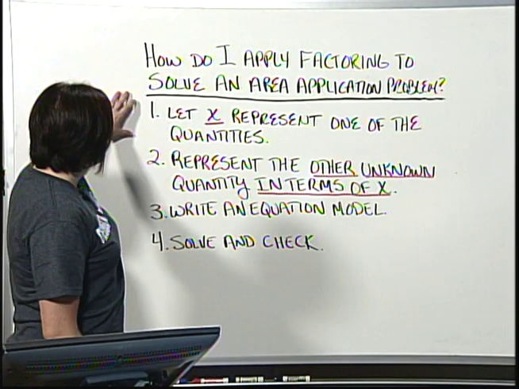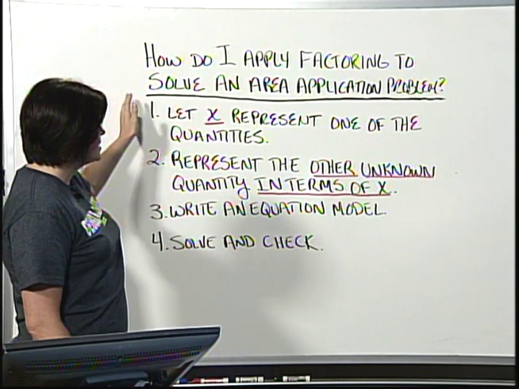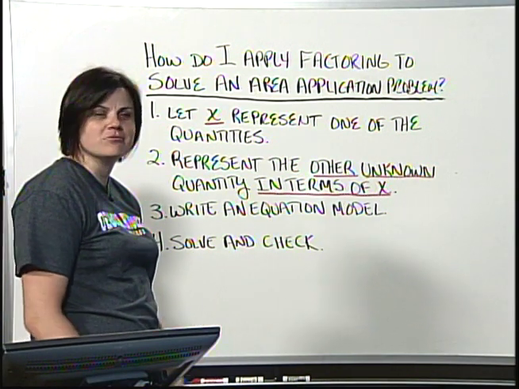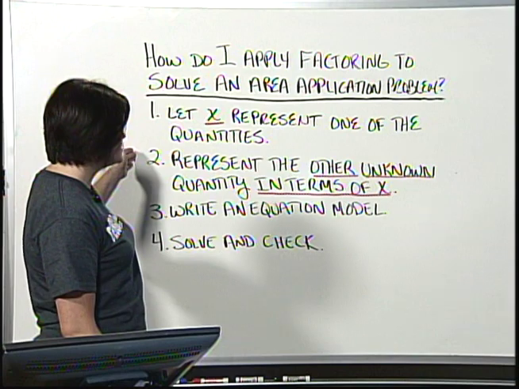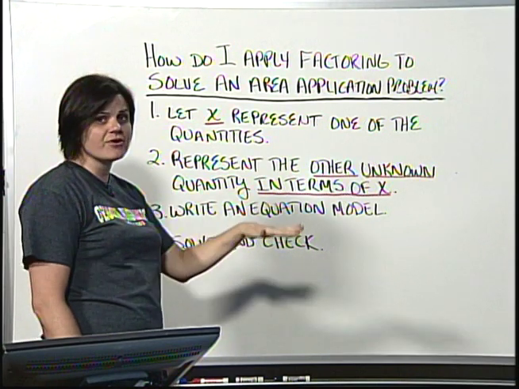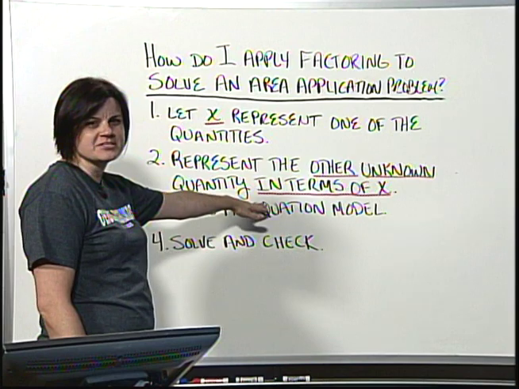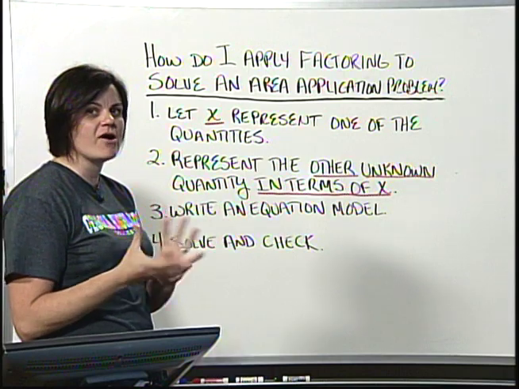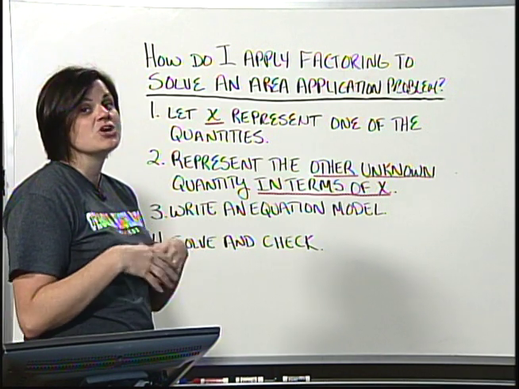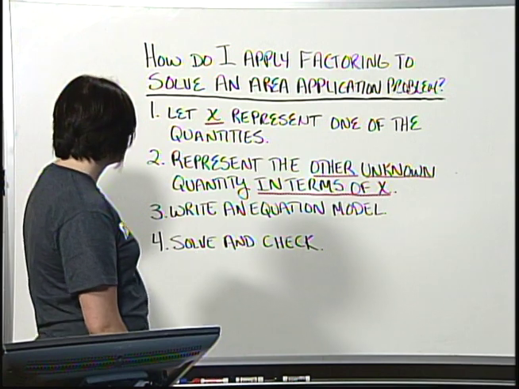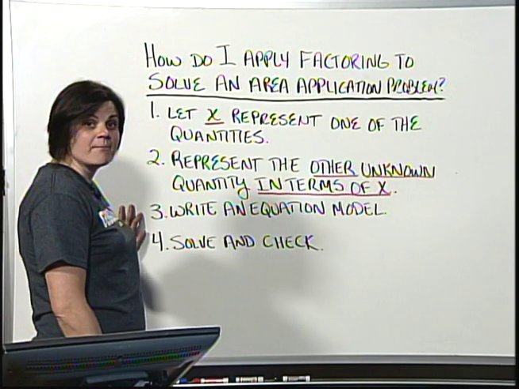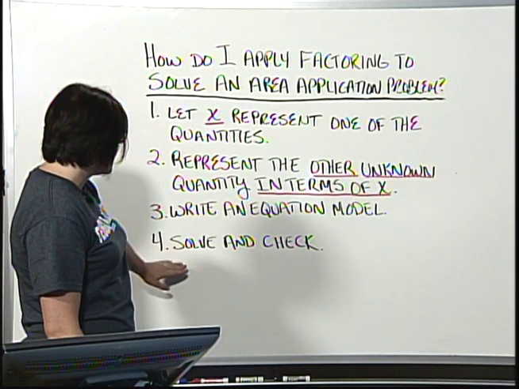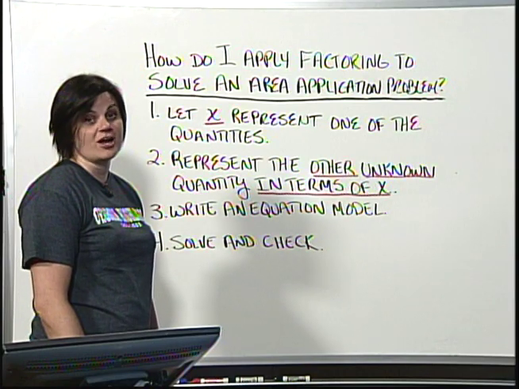So, the first step in this process is to let x represent one of the quantities, usually the first unknown that you encounter. The second step would be to represent any other unknown quantities in terms of x. So you don't want to add another variable in there. You want to see if you can talk about the other unknown quantities using the same variable x. Then you write an equation from that model, and in this particular problem we'll be writing a quadratic model, and you finally solve and check your solution.